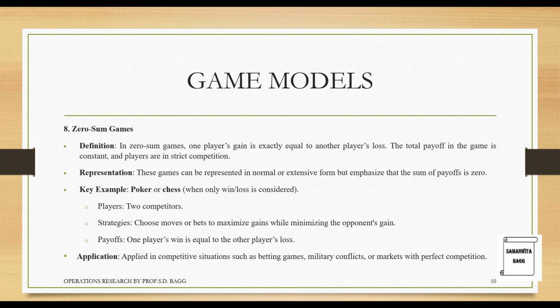Players: two competitors. Strategies: choose moves or bets to maximize gains while minimizing the opponent's gain. Payoffs: one player's win is equal to the other player's loss. So this is the actual idea of a zero-sum game. Zero sum means addition is going to be zero. One has lost, one has won the game. Application: applied in competitive situations such as betting games, military conflicts, or markets with perfect competition.